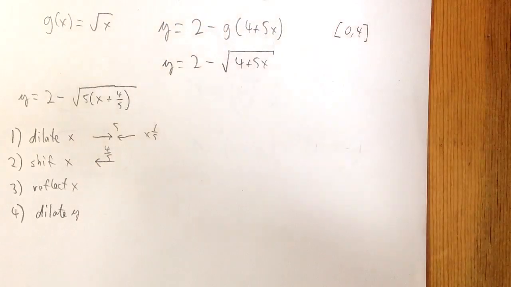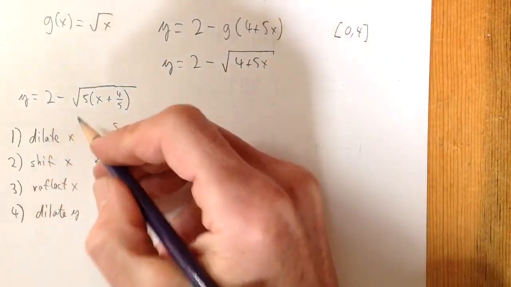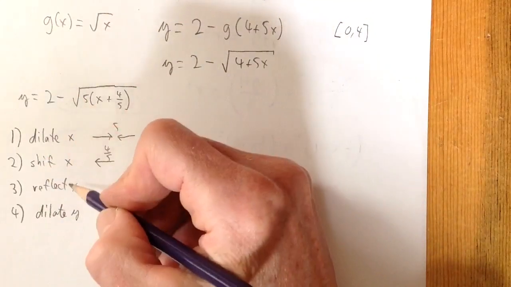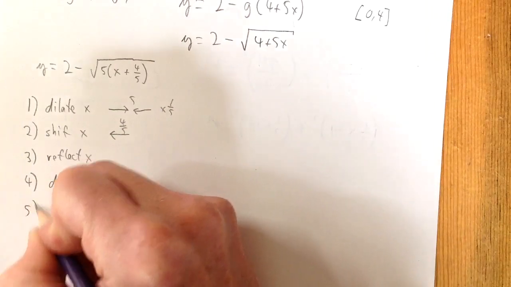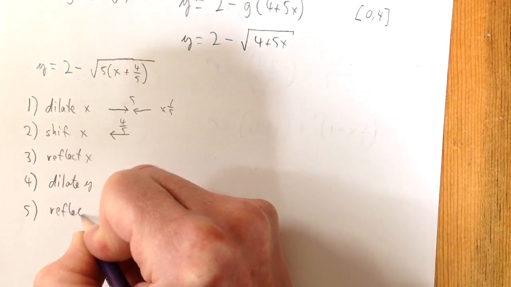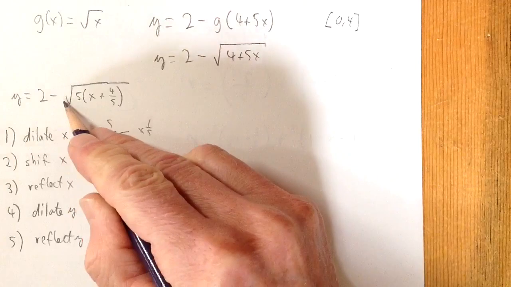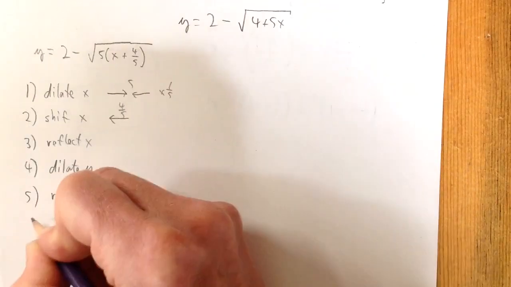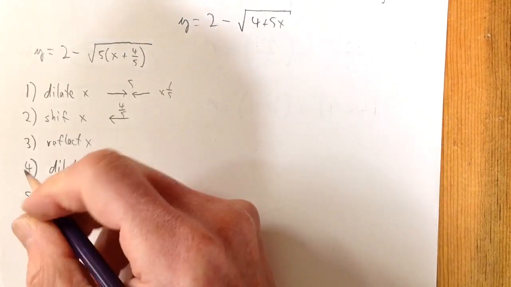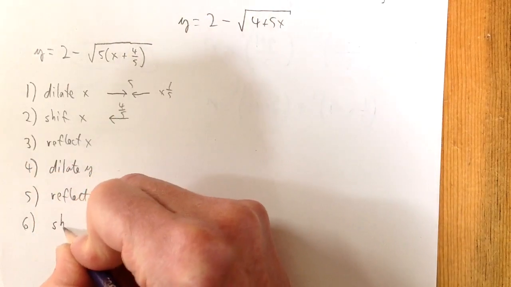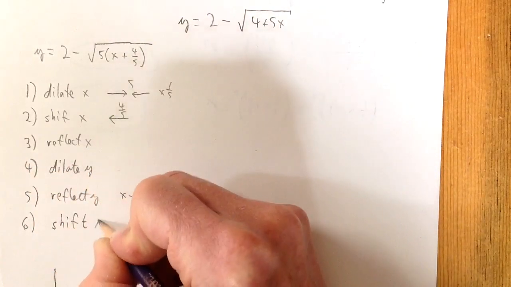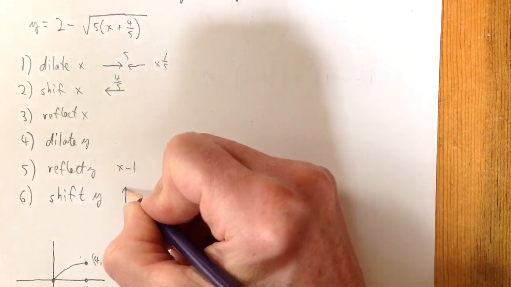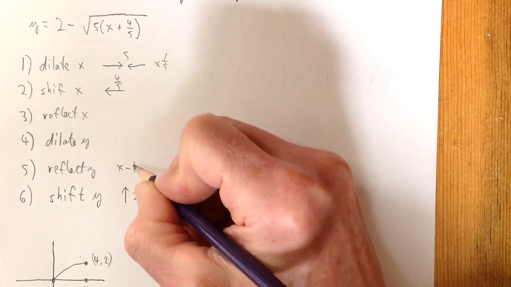Y is vertical. So the y, let's see, we don't dilate. There's no number in front of here. There's no like 2 there. So we skip that step. Then we reflect the y. You do that. It's negative here. So we multiply it by -1. And then finally, we shift the y. And we do shift the y, shift it vertically because it's a 2. So it goes up 2, or we add 2, same thing.